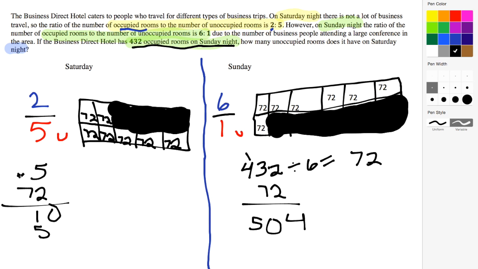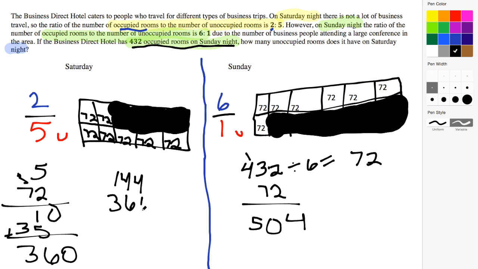Carry the 3. Nope, just put it right there. Add it together. So there are 360 unoccupied rooms on Saturday night. And that would mean there are 2 times 72, which is 144 occupied. So 360 plus 144, does it add up to 504 rooms? Let's check. 4 plus 0 is 4, 10, 504 total rooms. Perfect.